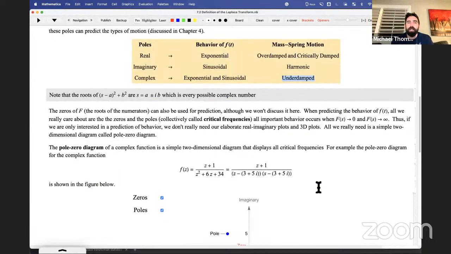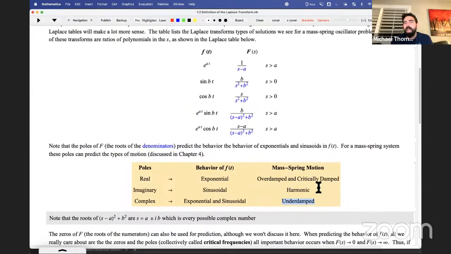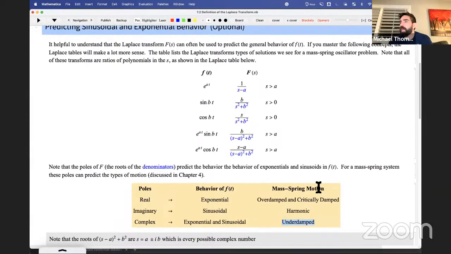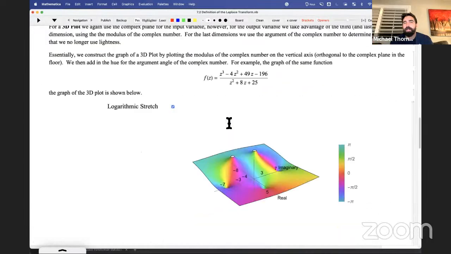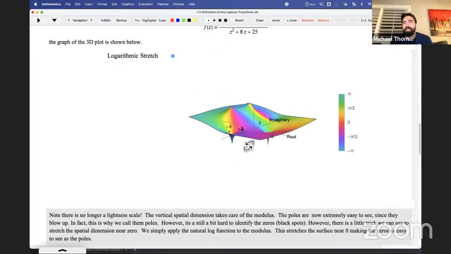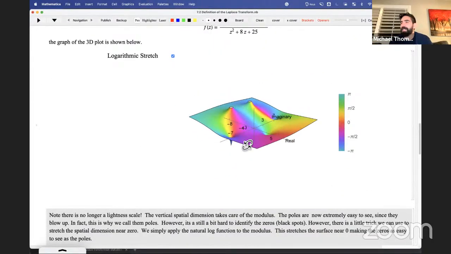So this kind of brings up an important point. When we're working with the Laplace transform and we're solving applications, we don't really care so much about these graphs. They're super interesting to look at and play with, and you can see the zeros and the poles. But really, the only thing we really care about as far as the behavior of the system is the poles. The zeros too, a little bit.